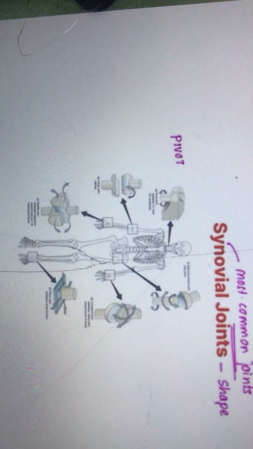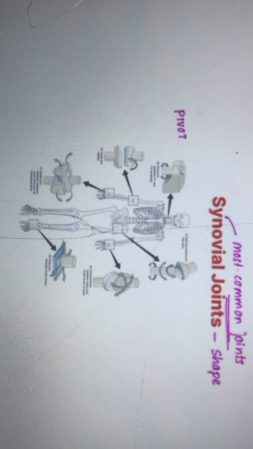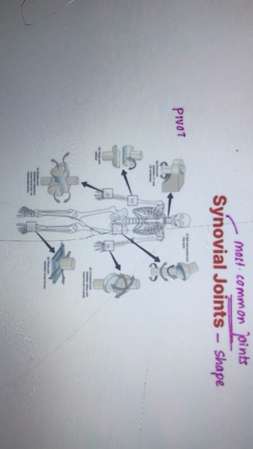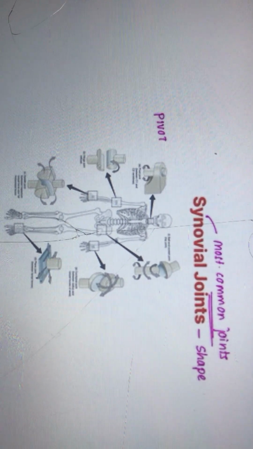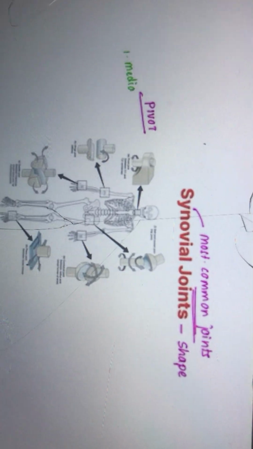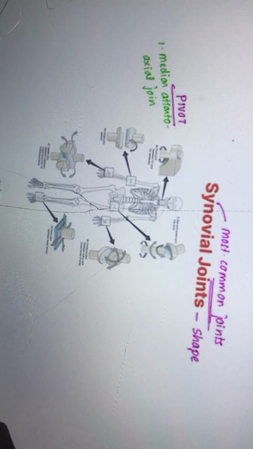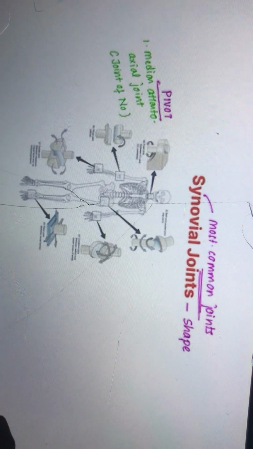Now, what exactly is a pivot joint? Remember, pivot joint is when you have a ring of bone and you have a bone present inside which freely rotates, right? So that is a typical example for pivot joint. Now, where exactly do we find pivot joint? So the examples for pivot joints are the median atlanto-axial joint. Right? Remember, this joint is also referred to as the joint of no.